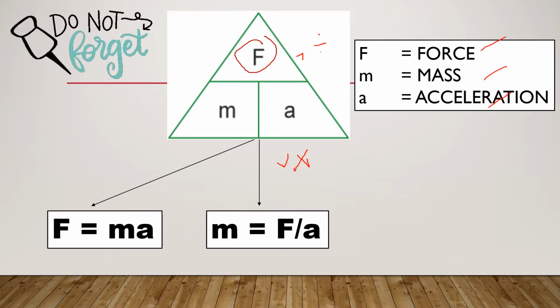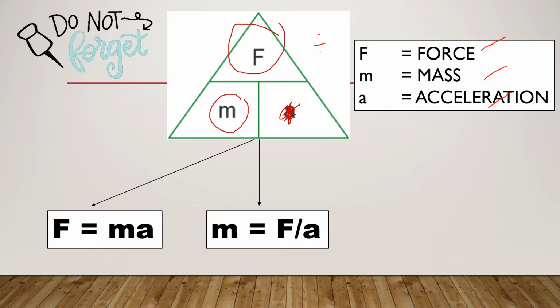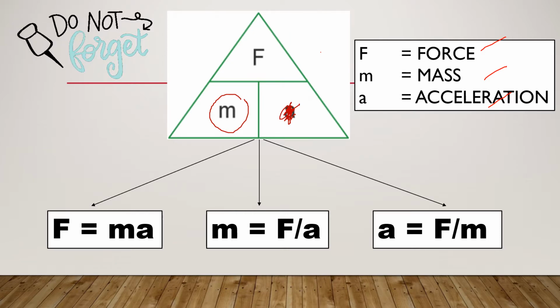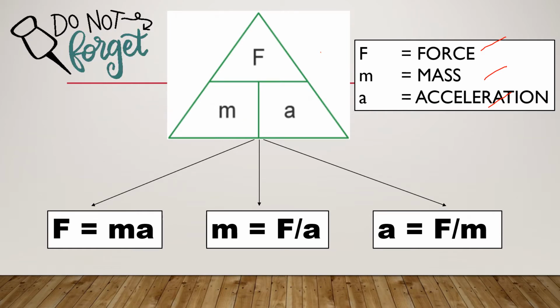Now, if we want to look for the value of acceleration, you just need to cover it. So therefore, we have here F and then M. So the correct formula for acceleration is force divided by mass. So there you have it. We have here now the three basic formulas for the three variables of the law of acceleration.